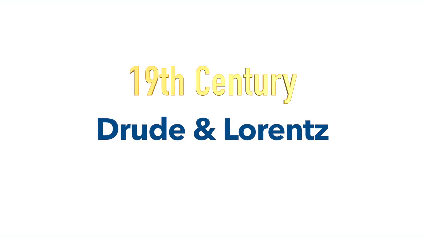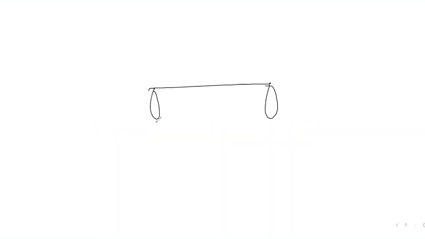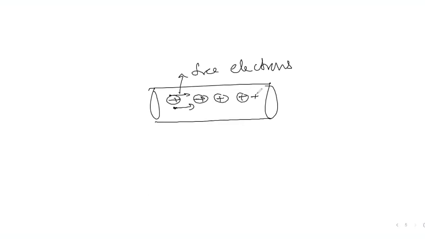In the 19th century, Drude and Lagrange, these two scientists, gave an idea of the flow of charge in a conductor. These conductors are like metals. They contain a large number of free electrons with fixed positive ions. These positive ions are not movable, only electrons are movable. The arrangement of these ions is called a lattice. These free electrons are always randomly moving throughout the conductor.